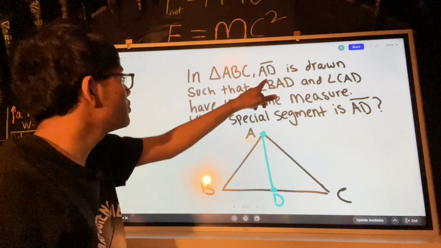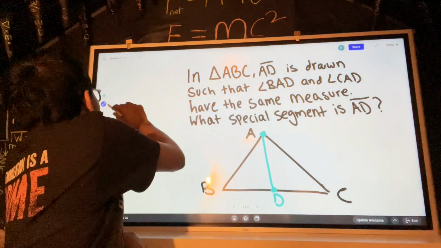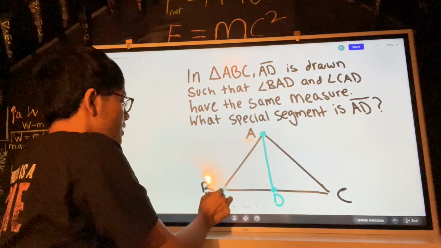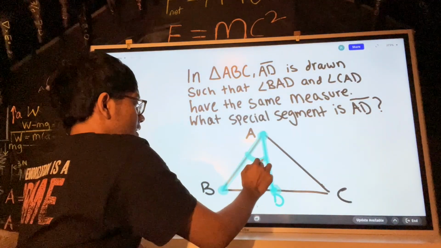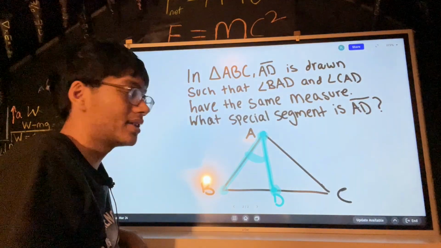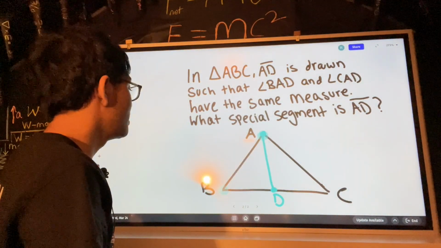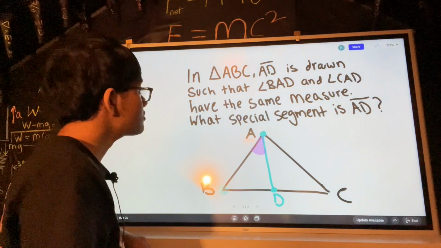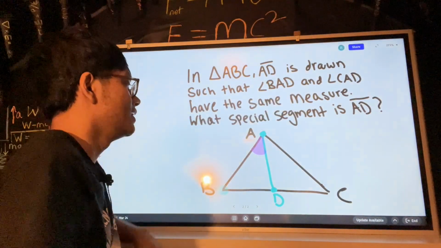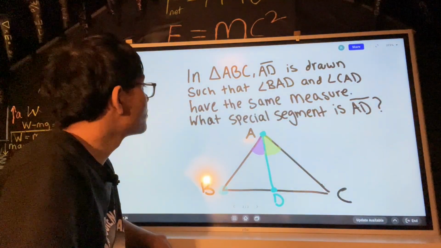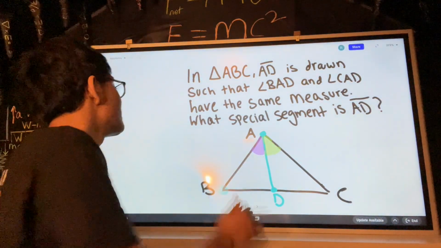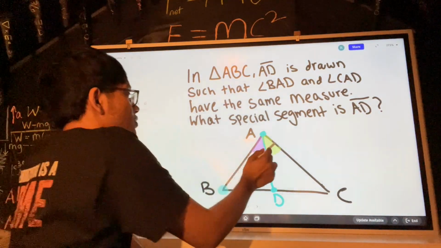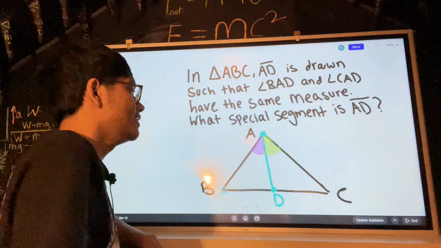And you have two angles. One is angle BAD. So let me highlight that for you. BAD. So that's gonna be this angle. You see that? That's gonna be that angle. So let me go ahead and draw in that angle. The other angle is angle CAD. So they have the same measure. Bottom line is this angle and this angle have the same measure. And so we want to know what kind of line segment AD is.